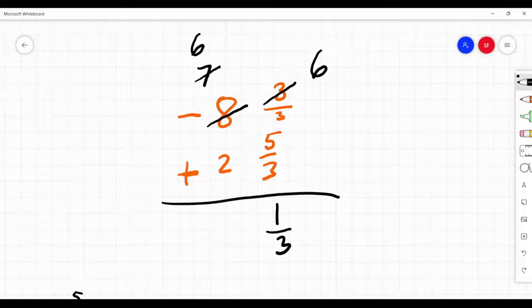Okay, so 6 minus 2 is 4. The answer is negative 4 1/3, right? Because that negative's on the top.